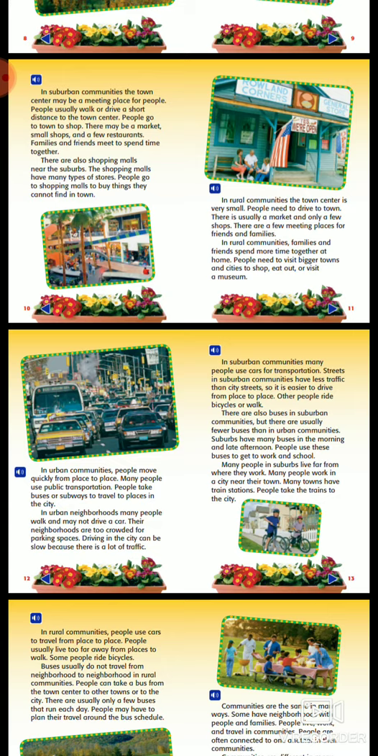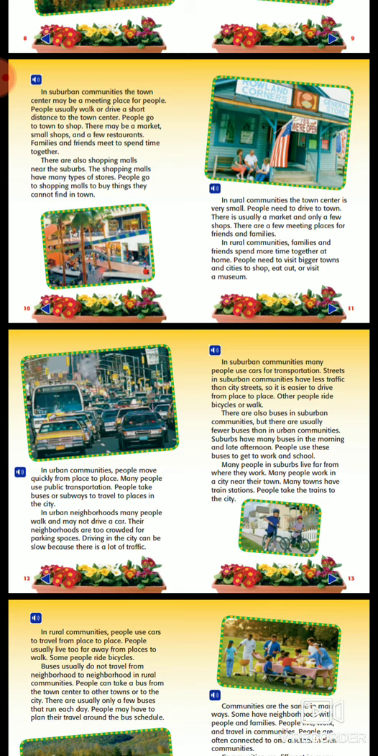In rural communities, the town center is very small. People need to drive to town. There is usually a market or only a few shops. There are a few meeting places for friends and families. In rural communities, families and friends spend more time together at home. People need to visit bigger towns and cities to shop, eat out, or visit a museum.